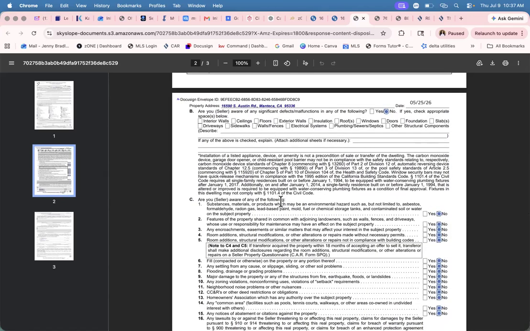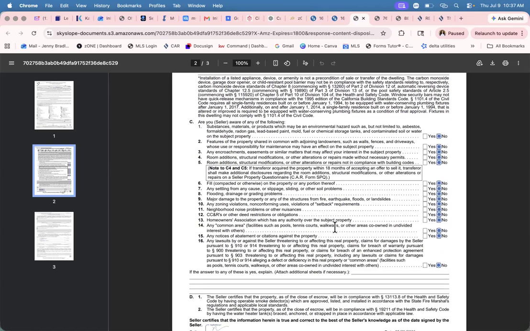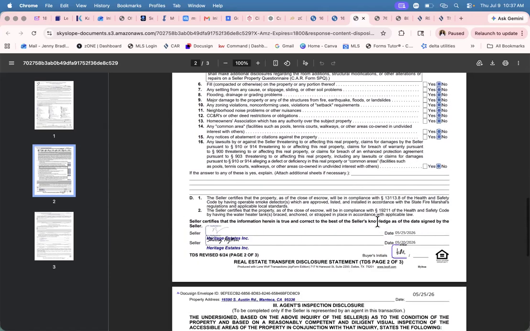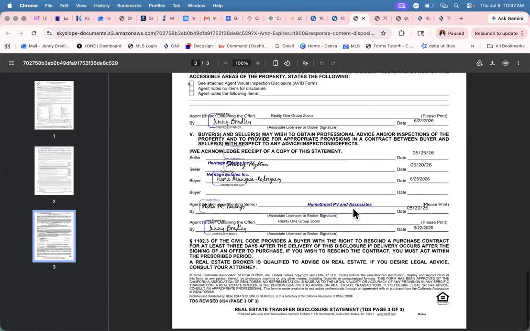So I would go over this with them, but just make sure that they fill it out. Now, here's the thing too. If they mark yes on anything, and you have to tell them this, when you fill this out, if you do happen to mark yes on anything, there is a section at the very bottom where you have to describe what the yes is. In this case, there was no. There might be yeses on the other ones, and then you get your signatures, and that one's that one.